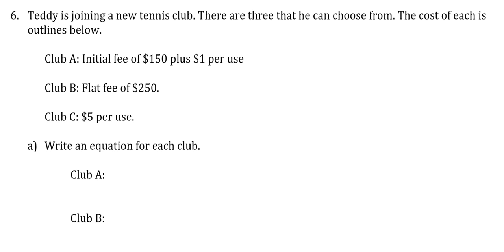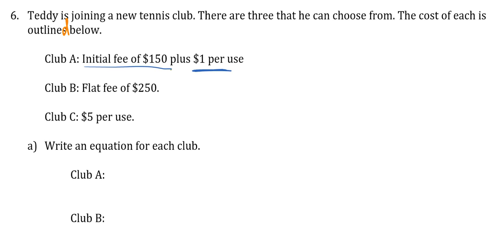Oh, there's some more stuff on linear relations here and applications of linear relations. So again, Teddy is joining a new tennis club. He's got 3 options that he can choose from. The cost of each is outlined below. Okay. So for every one of these, it's all about where does it start and what's the change or what's the rate. So each one of these, Club A, B, C, is going to give us that information. The first one says an initial fee of $150 plus $1 per use. So there's my change and there's my initial fee.